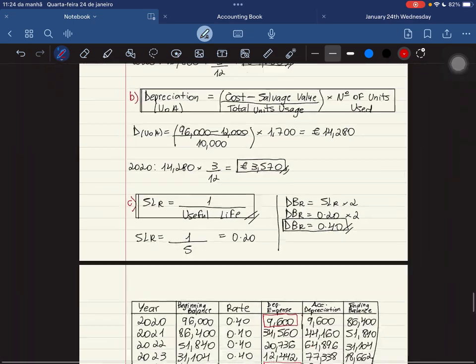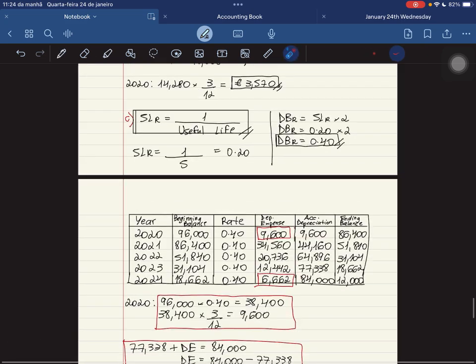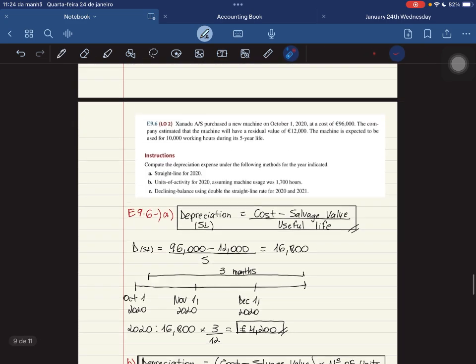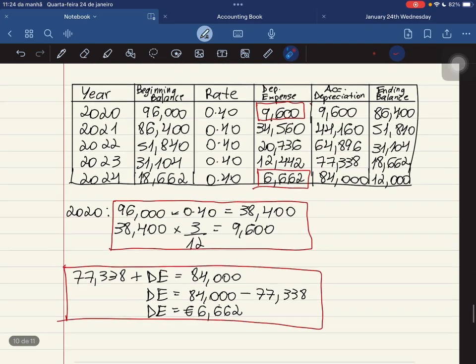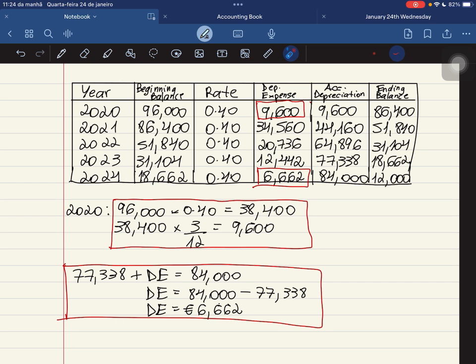And just one extra detail. I have this table here with a lot of numbers, right? They actually just asked for the depreciation expense of 2020 and 2021. So after you do this table, just make sure to indicate that the depreciation expense for the year 2020 would be 9,600 and for the year 21 would be 34,560.